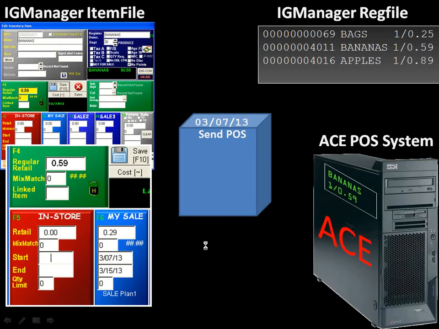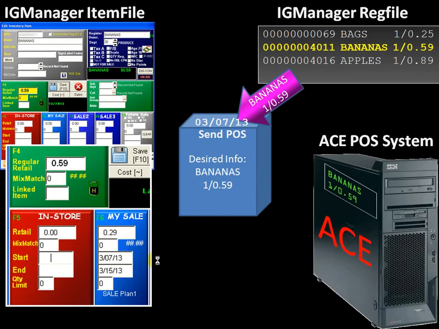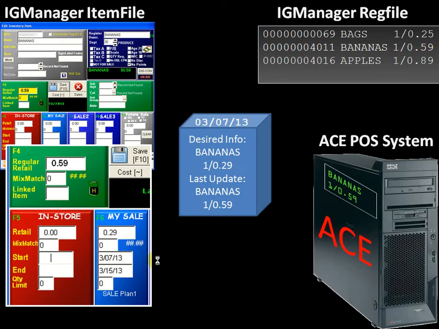So we start the send POS routine. It calls over to bananas and says, hey bananas, what price do you want to be today? And bananas says, oh, I want to be 29 cents because I'm on sale on the 7th through the 15th. Okay, and send POS goes, all right, I got that. So reg file, what was the last thing we sent for bananas? Well, the last thing you sent for bananas was 59 cents. So now we know we want it to be 29 cents. We last sent 59 cents. Uh-oh, they don't match. We need to do an update.